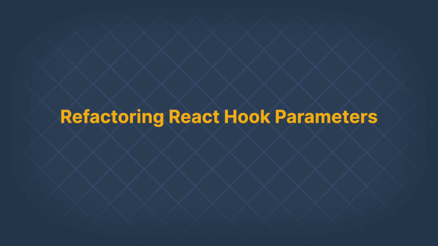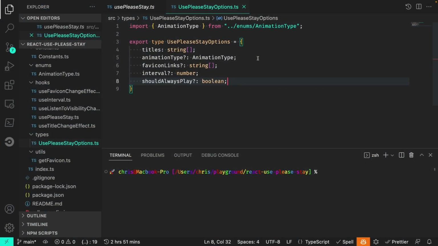We notice that titles is required, and there's a sort of loophole in the typings here in that I could pass an empty array and both TypeScript and JavaScript would still be happy with that. And as we know, in some of our use title change effect logics, if the array is empty, that will end up crashing our hook. So we're going to make a utility type to guard against that.